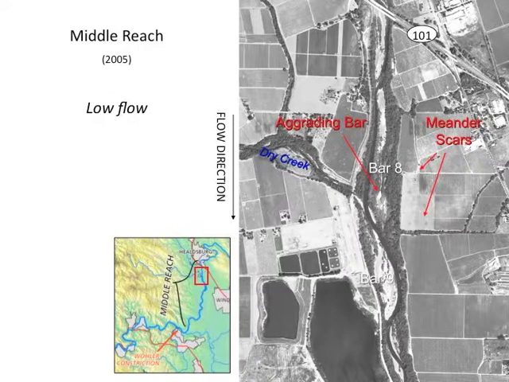The same area in 2005 shows this aggrading bar, such as Bar 8, which has come up over 25 feet and is much more dense in vegetation. Bar 9 has grown considerably, almost doubling in size and removing bank from the east side by erosion.